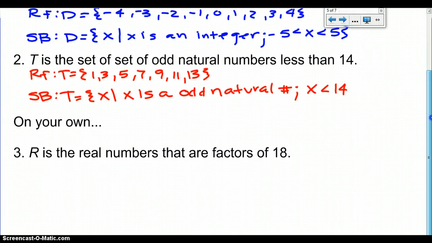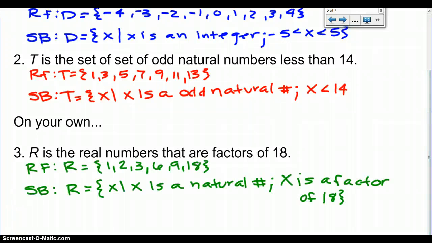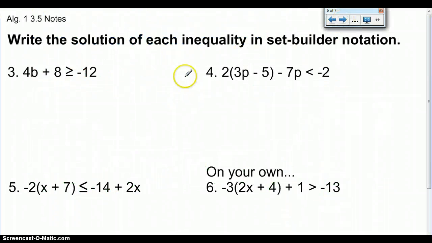I want you guys to pause it right now and do number 3 on your own, and then we'll come back and make sure we get the same answer. Okay, I'm back, and you can see what I did. Our roster form, I wrote it right there, and factor means the numbers that can go into 18 equally. So we have 1, 2, 3, 6, 9, and 18. And then for the set builder, we defined our variable, and then we have x as a natural number. We can't really write an inequality for this one, so we just say x is a factor of 18. Hope you guys understand that. We're going to move on to number 3.